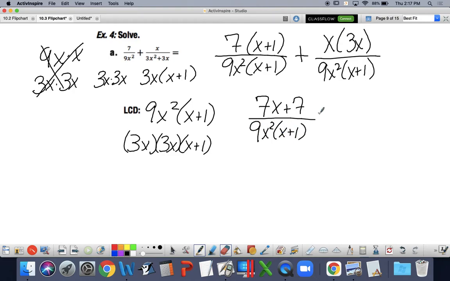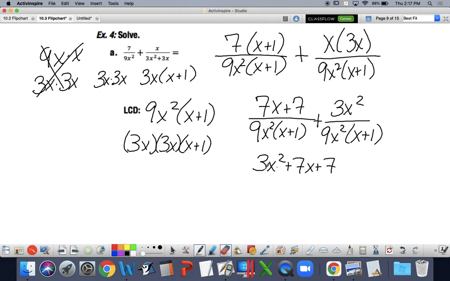And if you start shortcutting this, that's fine, right? I'm not expecting you to show all the work. I kind of just want to make sure I show it for our notes, that we see it. So I've distributed that 7 through. Now I go ahead and add my numerators. And I like to put the 3x squared, just in case I have to factor it. And I keep my denominators.